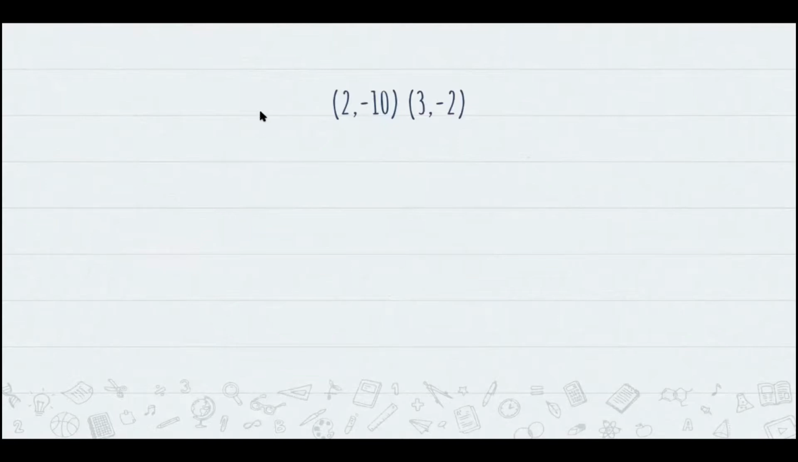Okay, so first you want to find the slope. So m equals rise over run. All right, so first you will label them x1, y1, x2, y2. We're going to do y2 minus y1 over x2 minus x1.